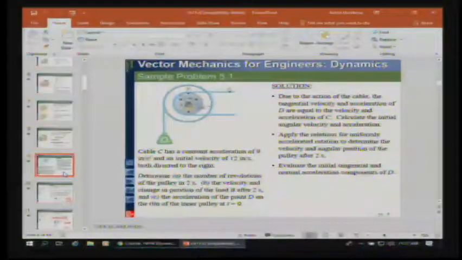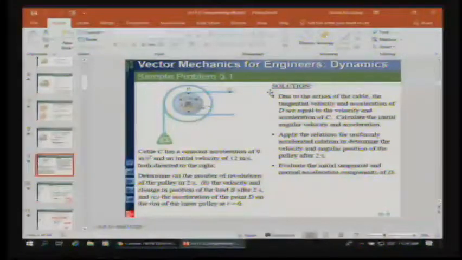So sample problem 5.1, we have this cable, C, right here, which has a constant acceleration of 9 inches per second squared, and an initial velocity of 12 inches per second, both directed to the right. So point C is moving toward the right with that velocity initially and an acceleration. We want to determine the number of revolutions of the pulley in 2 seconds. All right, so what we're really looking for when we're talking about revolutions is a theta, isn't it? When theta is equal to 2 pi, that's 1 full revolution.